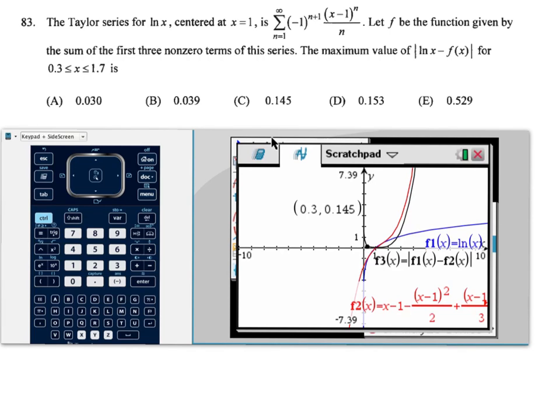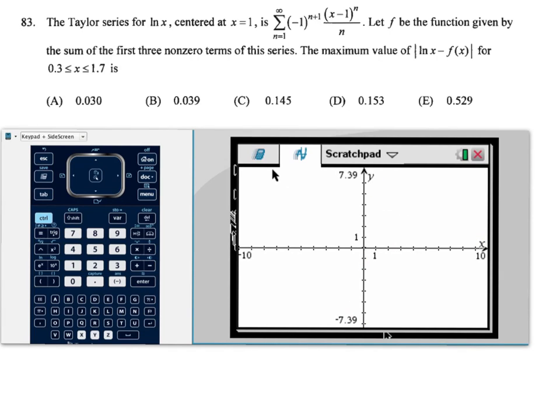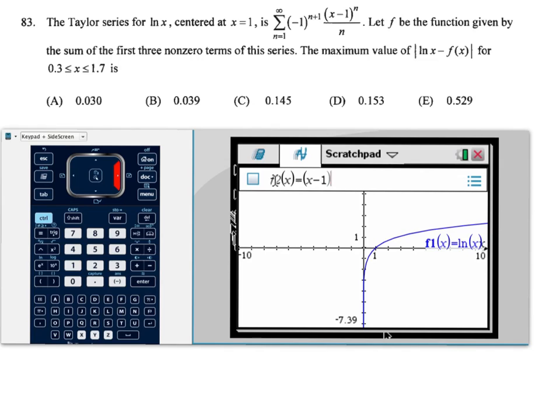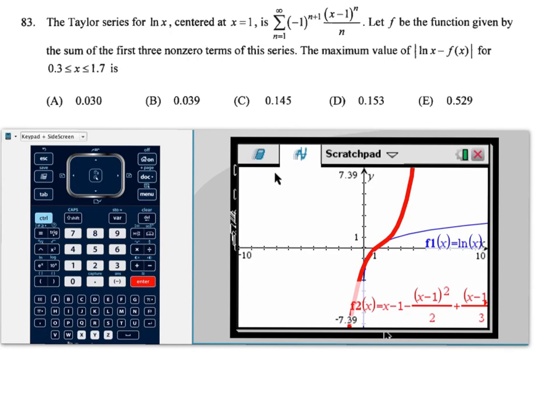Okay, so here's a little video I made walking you through that. All right, so what you have to do is you have to enter in the function. We can enter in natural log of x, and we can also enter in the function, that series, the first three terms. So it's going to be x minus 1 minus (x minus 1) squared over 2, and then plus (x minus 1) cubed over 3. And there's that. And what we care about is the difference between these two functions on the interval from 0.3 to 1.7.